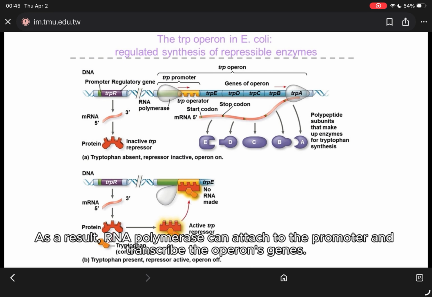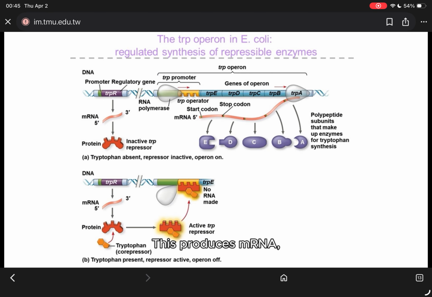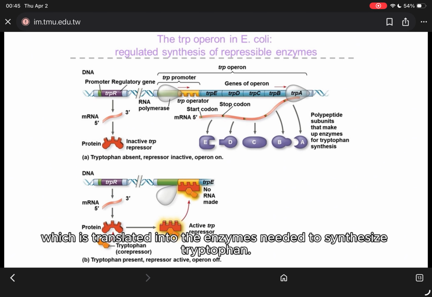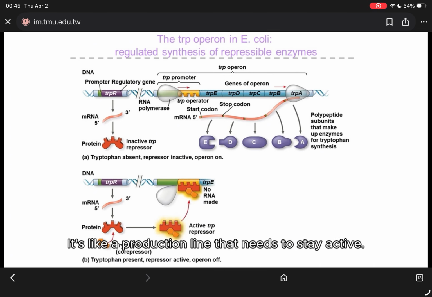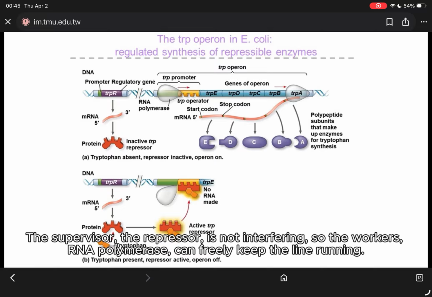As a result, RNA polymerase can attach to the promoter and transcribe the operon's genes. This produces mRNA, which is translated into the enzymes needed to synthesize tryptophan. Analogy: it's like a production line that needs to stay active. The supervisor, the repressor, is not interfering, so the workers, RNA polymerase, can freely keep the line running.